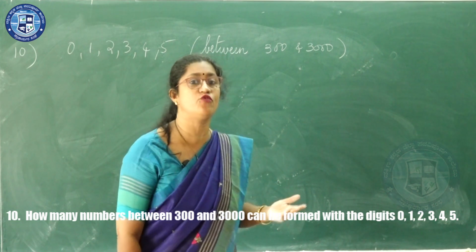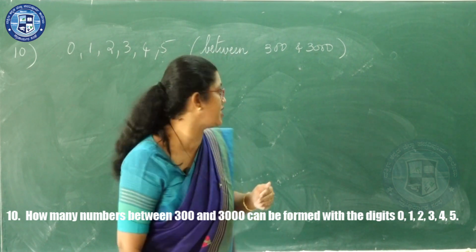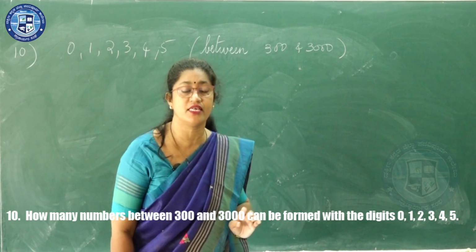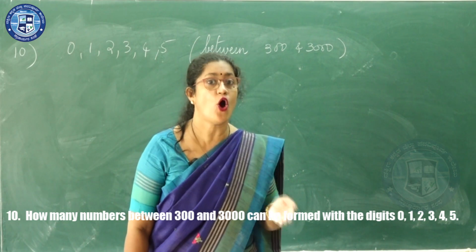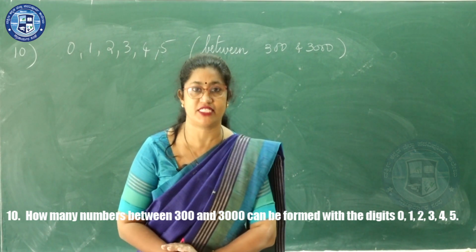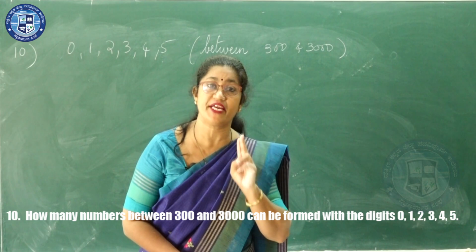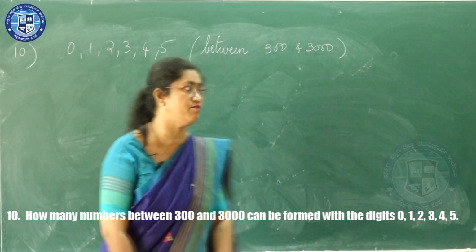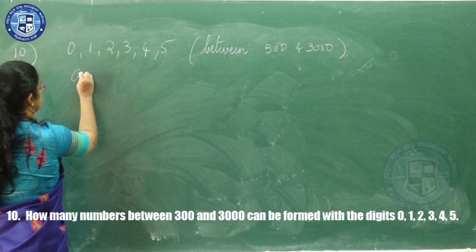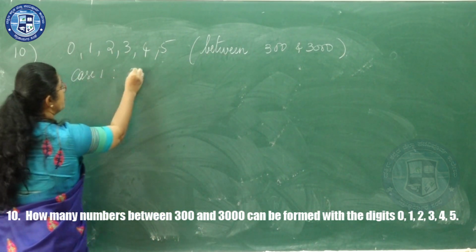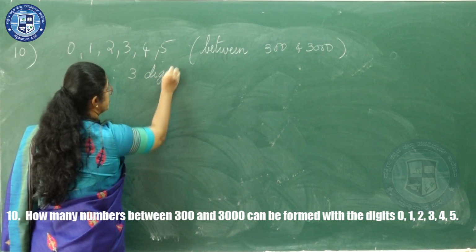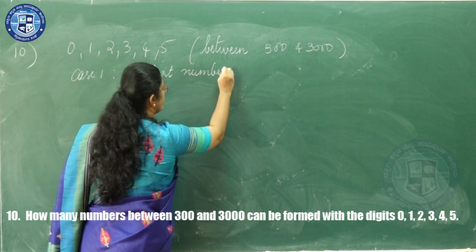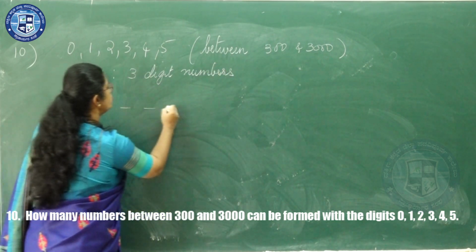But this is not telling you, but I think you will be able to understand that if the numbers have to be between 300 and 3000, they could be 3 digit or they could be 4 digits. So I know now that I have to take two cases: how many 3 digit numbers can be formed and how many 4 digit numbers can be formed. So let us take case 1. Case 1 is 3 digit numbers.